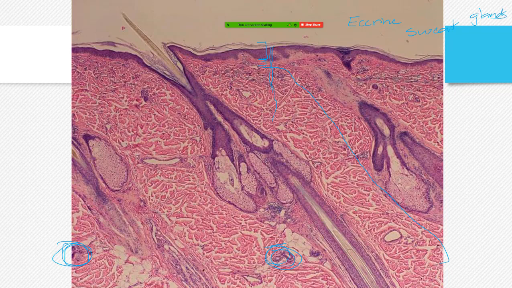Good. Okay. However, these glands here, what are these glands called? See how it's going straight to the hair follicles here? These are the, that's the sebaceous glands.